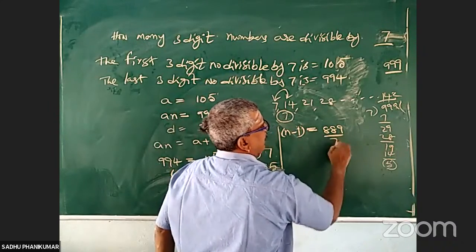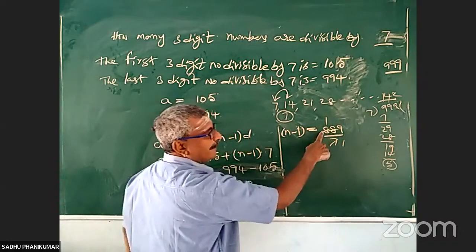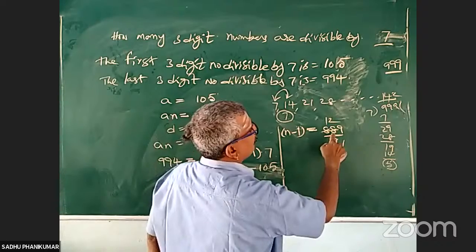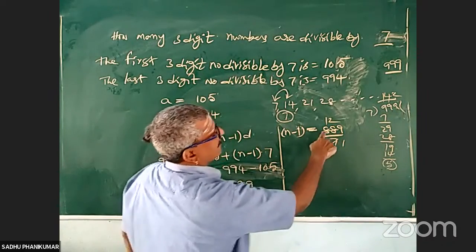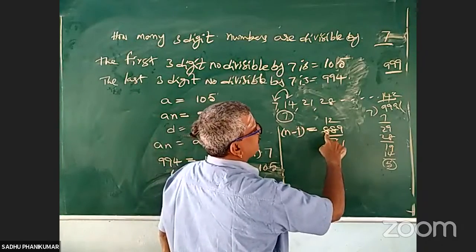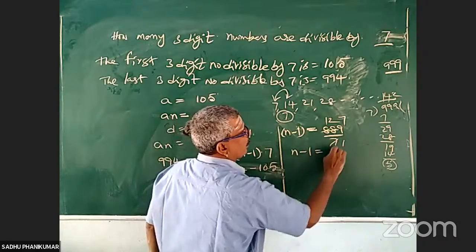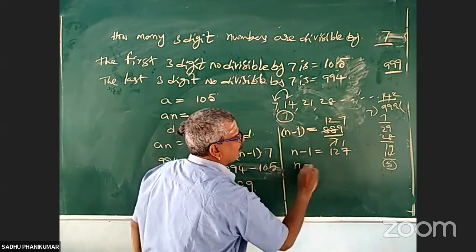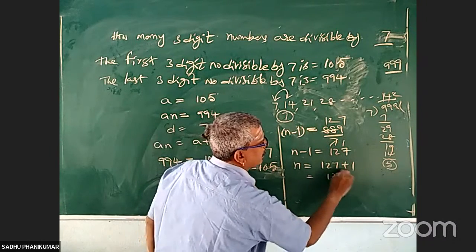889 by 7. 7 ones are 7, okay, 1 is the remainder. 7 twos are 7 sevens are... So n minus 1 is equal to 127. So take minus 1 to that side. n is equal to 127 plus 1. That is equal to 128.